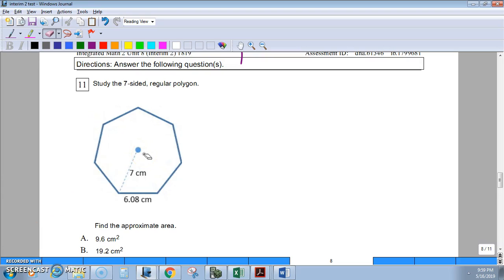All right, you guys, so we have a 7-sided figure here, and we want to find the area of the whole figure. What we can do is find just the area of one of these triangles and multiply it by 7. So we need to know a couple of things here.